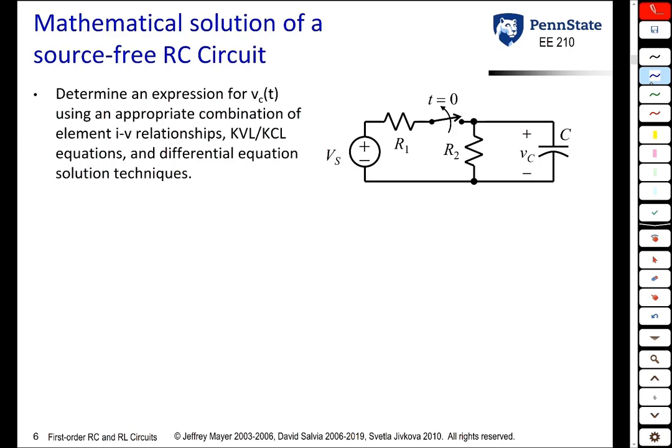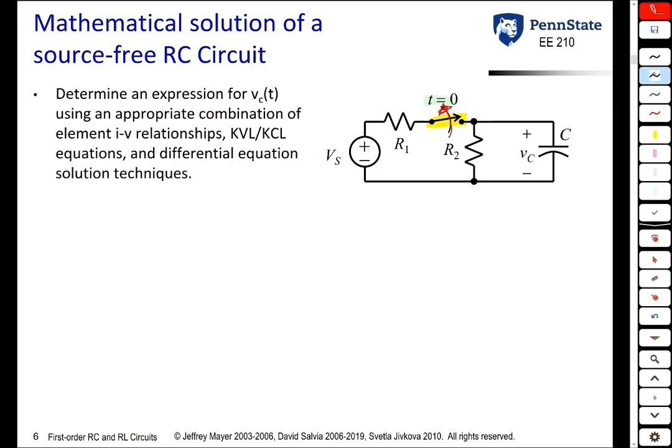So we'll start with an example where we have a voltage source Vs, two resistors R1 and R2, and a capacitor C. We're going to have a switch in the circuit right here, and at time 0, the switch is going to open up and disconnect the voltage source and R1 from the capacitor and R2. And we're asked to determine an expression for the voltage across the capacitor using whatever tools we can.